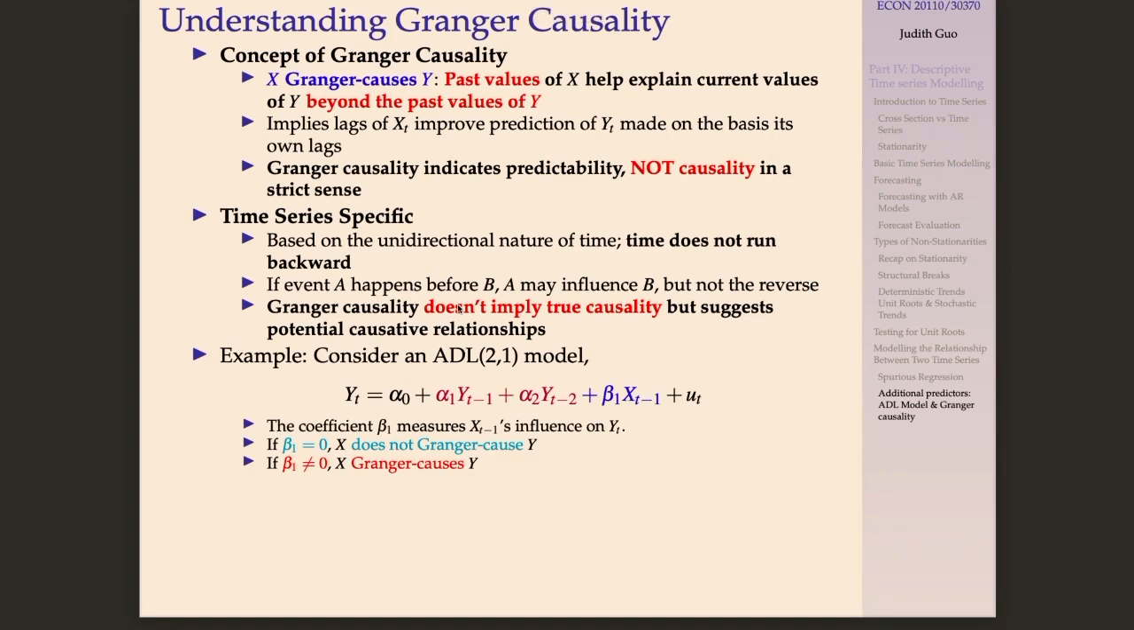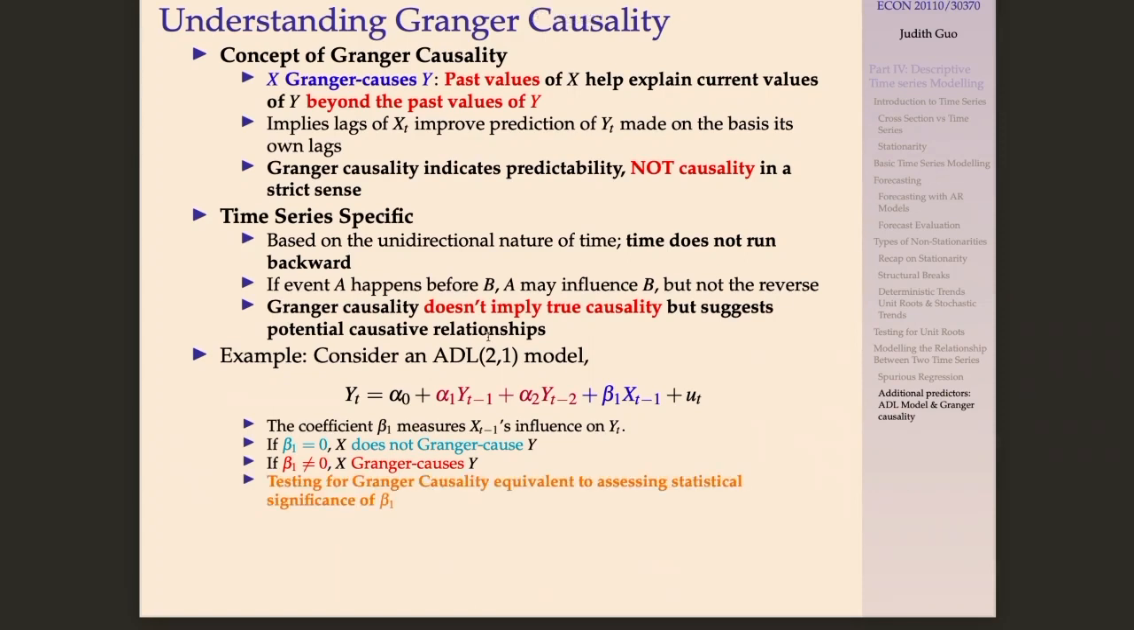So for the ADL21 model, okay, basically the coefficient on the lag of X, the beta 1, measures the lag of X's influence on Y on top of that carried by the lags of Y, the alphas, okay? So if this beta 1 is 0, then basically it means X does not help explain Y beyond the lags of Y. So X does not Granger cause Y. If the beta 1 is different from 0, then it means X does Granger cause Y because it carries explanatory power for Y beyond what's carried by Y's lags.